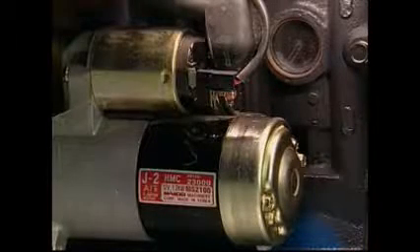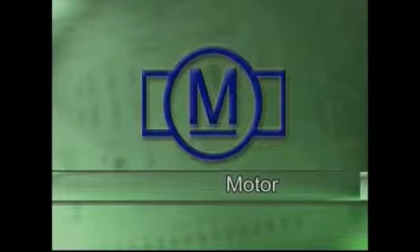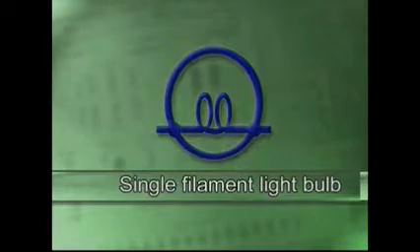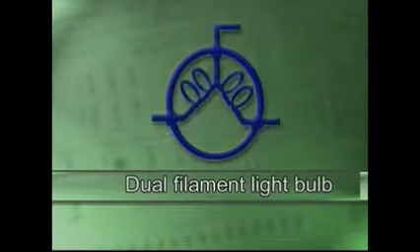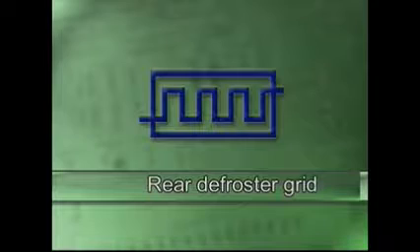The common symbols for the loads that use electrical power are the symbols for motors and light bulbs. A motor is shown in the wiring diagrams as the letter M inside a circle. On each side of the circle are two smaller boxes. Single filament light bulbs are shown as a coil of wire inside a circle, while dual filament bulbs have two coils of wire inside a circle. Other devices such as rear window defogger grids and similar dedicated devices are usually shown as square or rectangular boxes that are labeled.